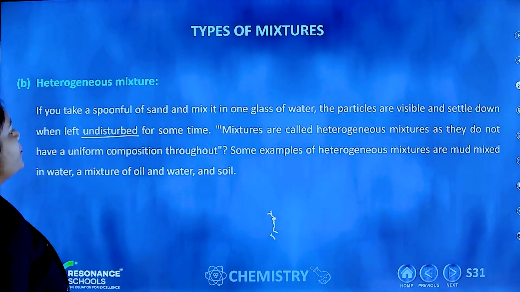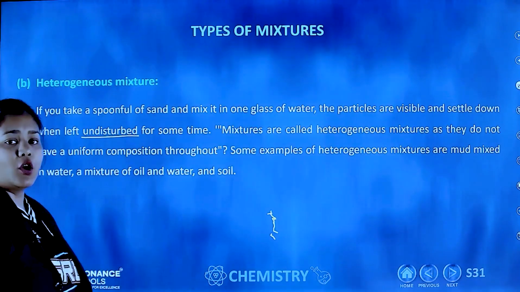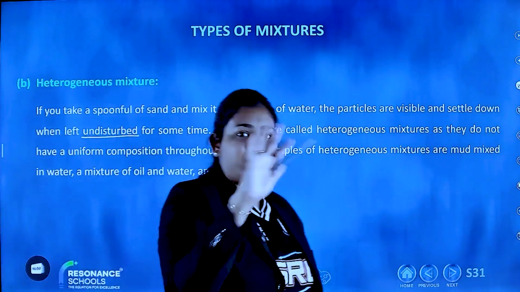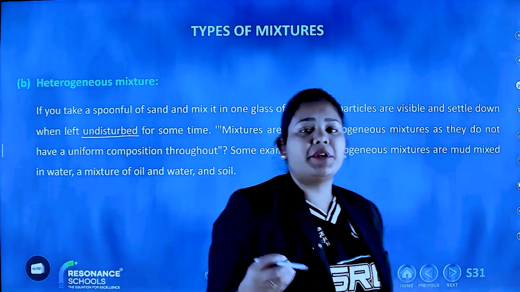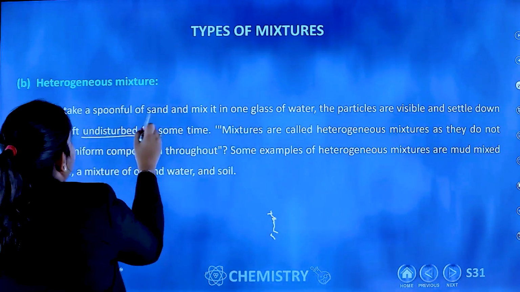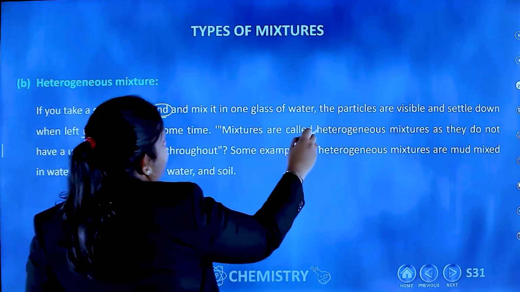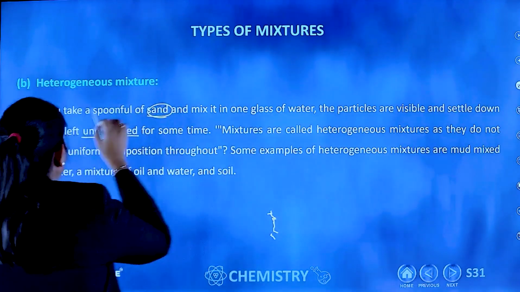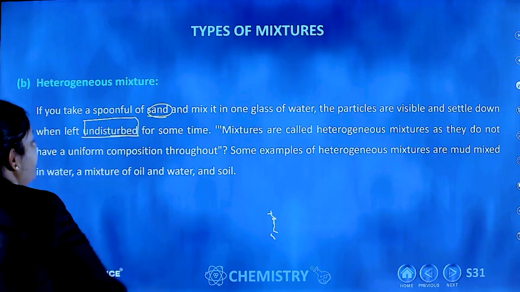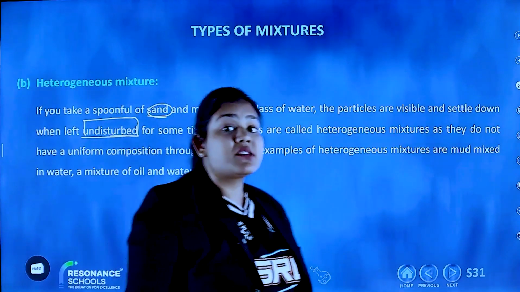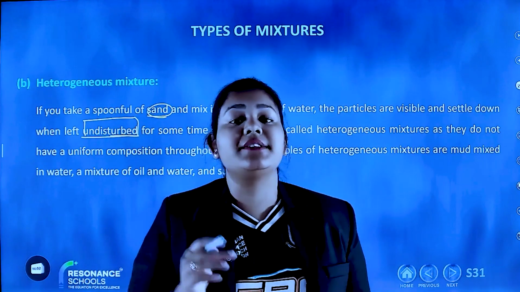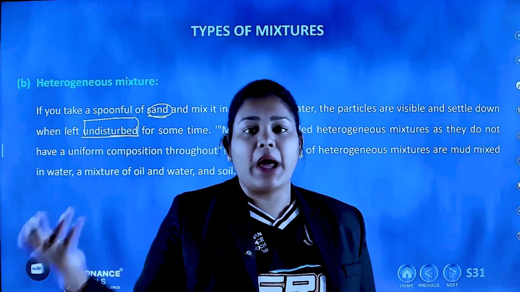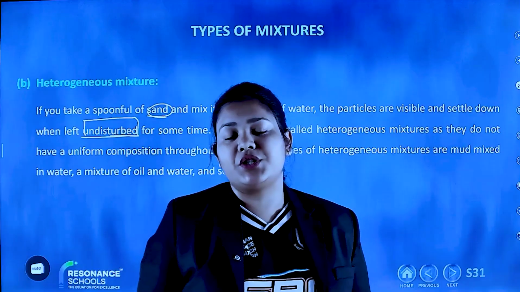If you take a spoonful of sand and mix it with a glass of water, we get a non-uniform mixture. Non-uniform mixture means the particles are visible and settle down when left undisturbed. Now, what happens when you do not disturb the heterogeneous mixture?